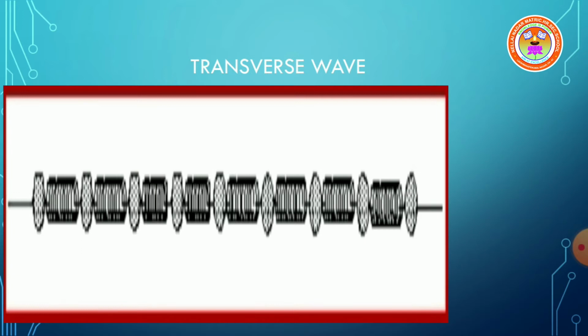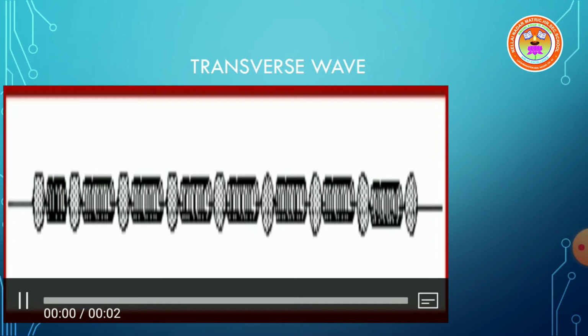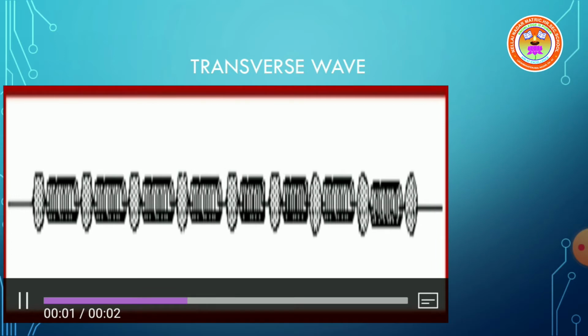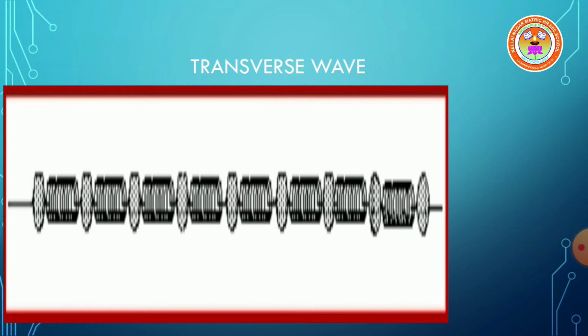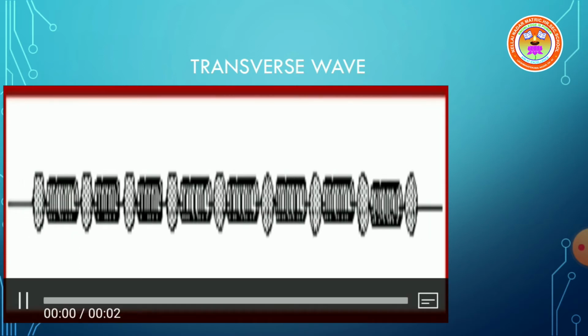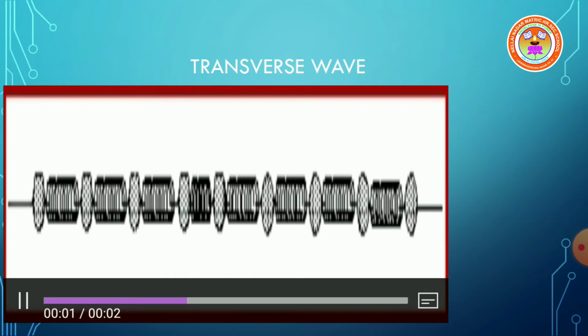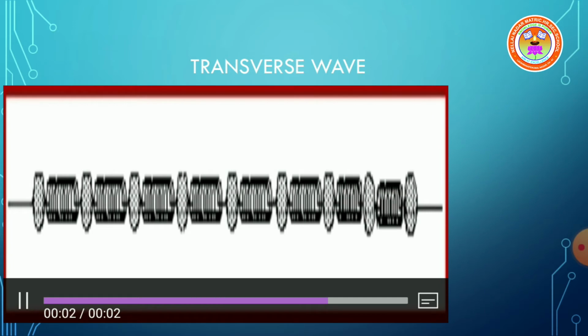In a transverse wave, the particles of the medium vibrate in a direction which is perpendicular to the direction of propagation of the wave. Examples: waves in strings, light waves, etc. Transverse waves are produced only in solids and liquids.